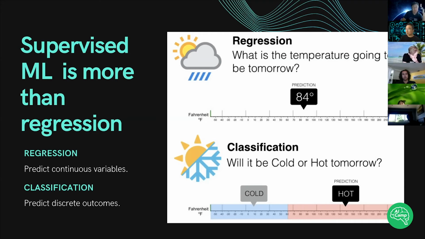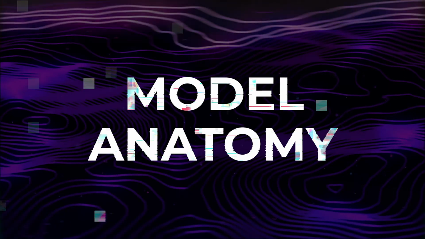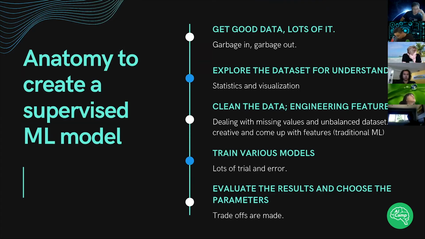For example, regression would be like, what's the temperature tomorrow? And that would be a number, a continuous number, right? Classification is discrete outcomes, cold or not cold. That's it. That's classification. Just like how we talked to you guys about how to build an AI product, now we're going to dissect how you create a supervised machine learning model. As a matter of fact, you're going to go through these steps yourself in code. So it's a good idea for you to take note of this.